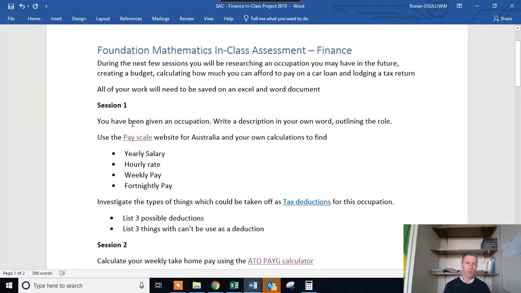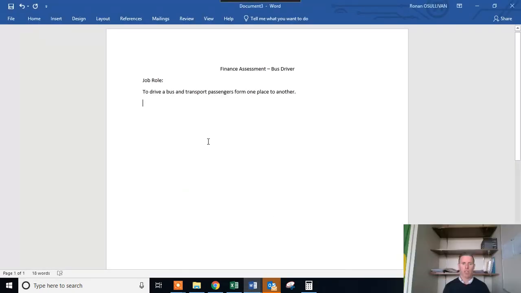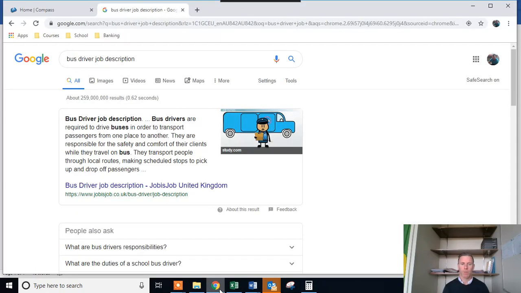So you've been given a role, I've given you all one. The first thing you need to do is write down a description in your own words outlining the role. For the example, I'm going to use a bus driver. What I did was I googled what a bus driver does, I read this, and I created a Word document and put: finance assessment, bus driver, job role, to drive a bus and transport passengers from one place to another. So I've done that.